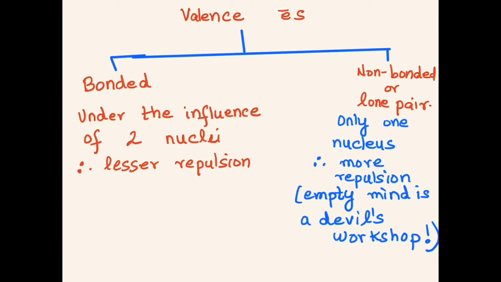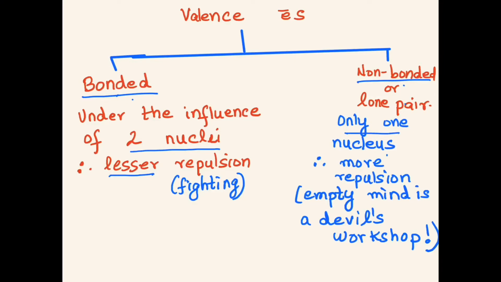This theory says that we've got two types of electrons, the bond pair of electrons and the lone pair of electrons. The bond pair of electrons is under the influence of two nuclei and there is less fighting or less repulsion between them because they have two nuclei to go around. Non-bonded or lone pair, they are only under the influence of one nucleus. So more infighting between them.